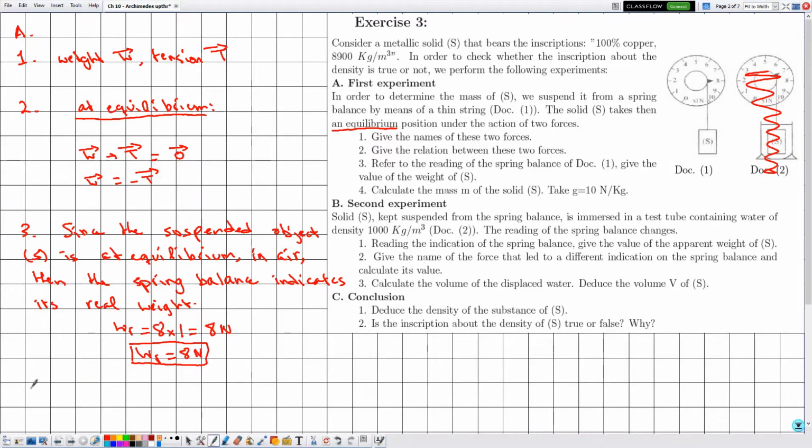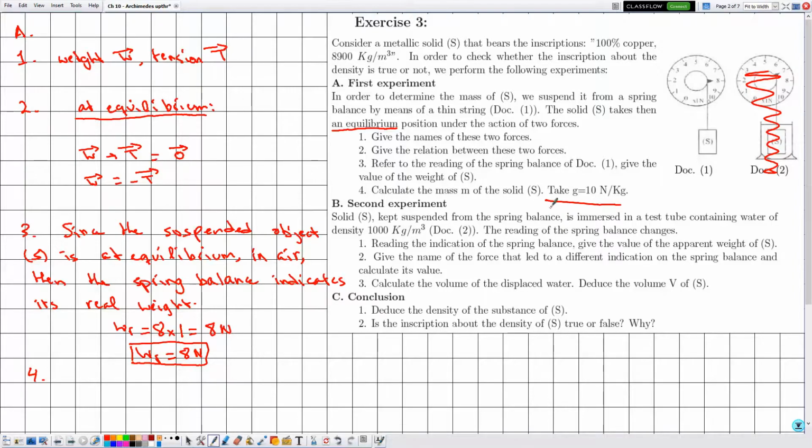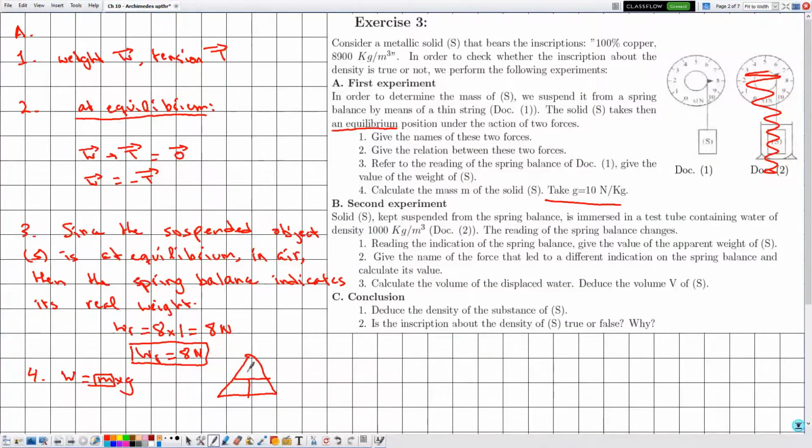Now, in number 4, calculate the mass m of the solid S, taking g equal to 10 newtons per kilogram. Knowing that the weight and the mass are related via the following formula, we are interested in calculating the value of the mass. Because W is at the top, and m and g are at the bottom, we are interested in calculating the value of m.